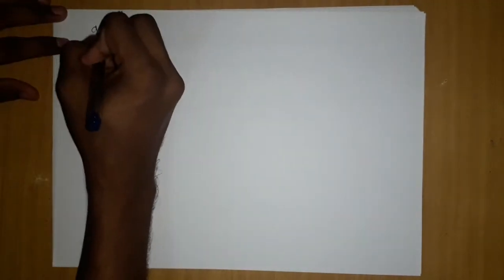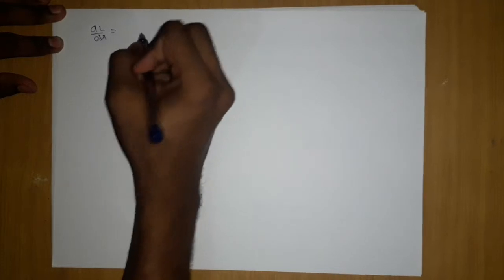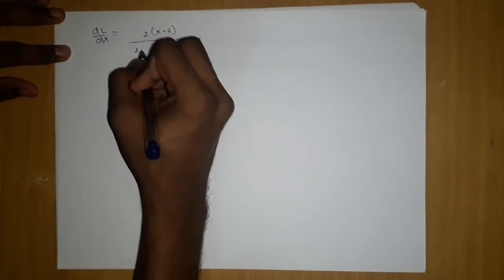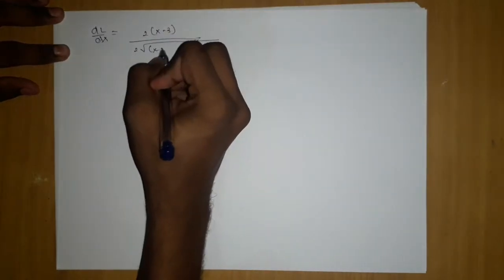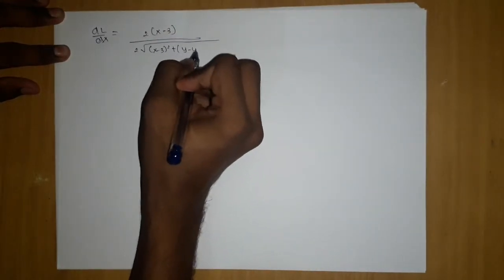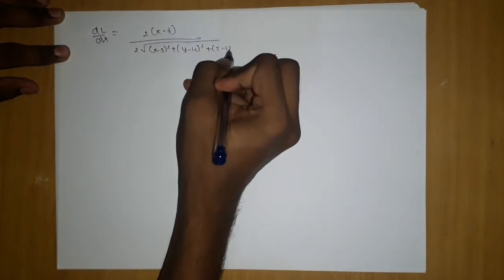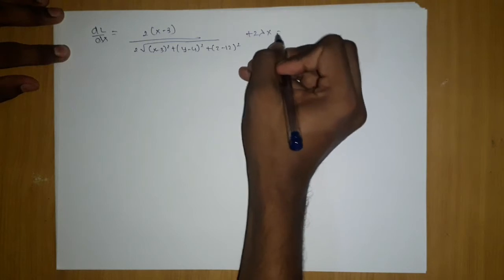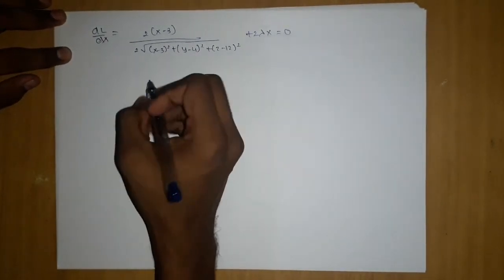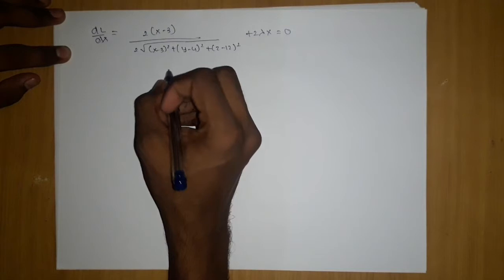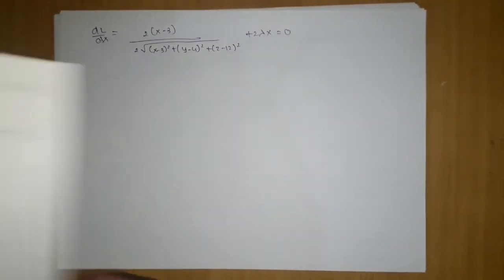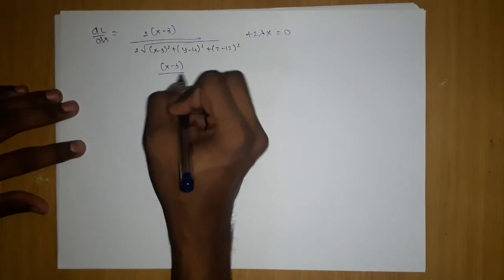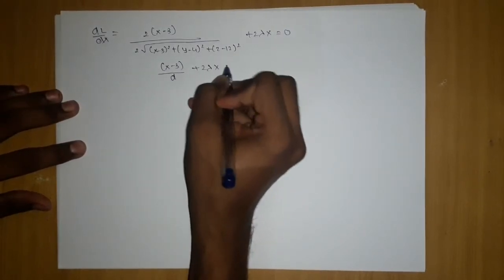So dou L by dou x is what? It is 2 times x minus 3 upon 2 times under root x minus 3 the whole square, y minus 4 the whole square, z minus 12 the whole square, plus 2 lambda x equals to 0. Now this will cancel out, and if you can remember, this under root stuff is nothing but d. So we can write it x minus 3 by d plus 2 lambda x equals to 0.